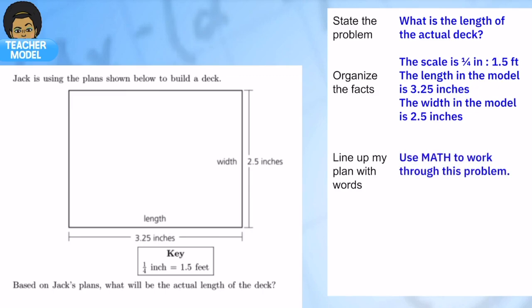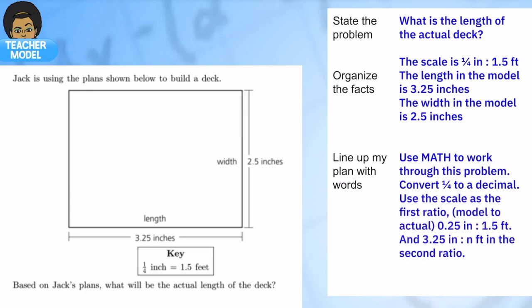Our goal is to use math throughout the problem to work this out. Now, I will say we're only looking at the length, so I don't even need the fact about the width. And I'm also going to convert that fraction to a decimal so that when I'm doing my multiplication and division, they're all the same, and it's easier with a decimal and working it out with a calculator than it would be with a fraction and a decimal. And I'm going to use as my very first ratio that scale from the key. That 1/4, which I'm turning again into a decimal, 25 hundredths, is to 1 5/10 feet.